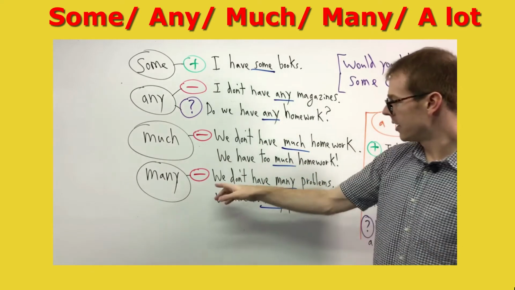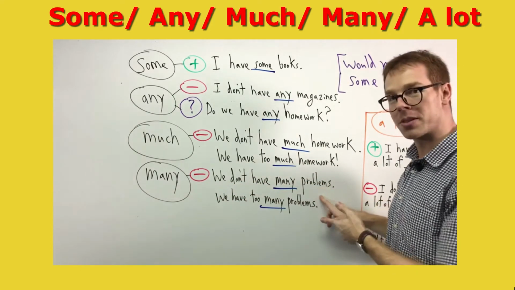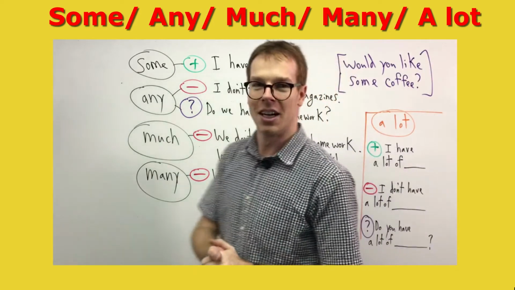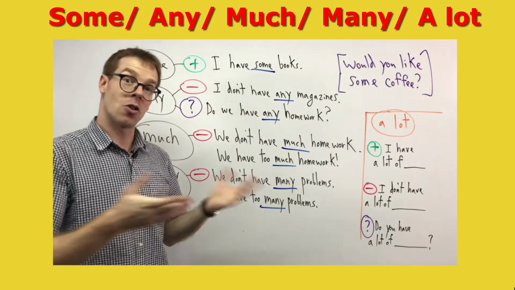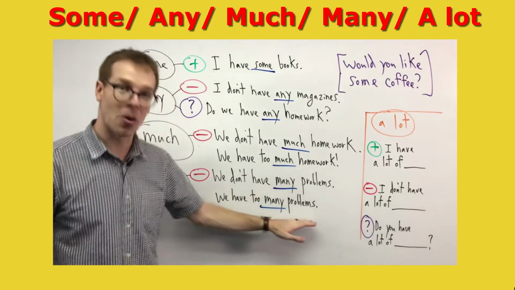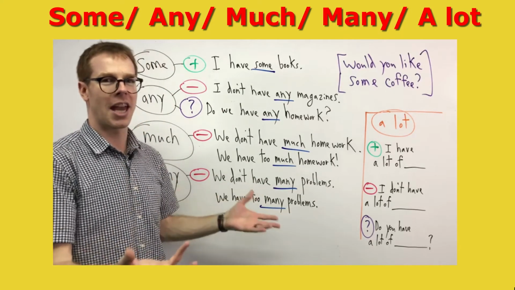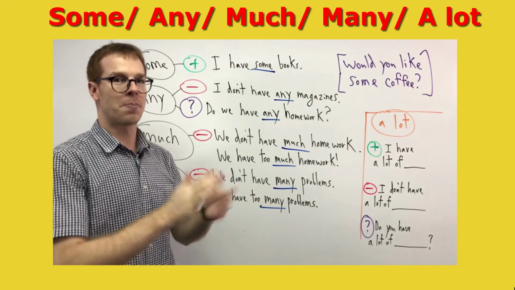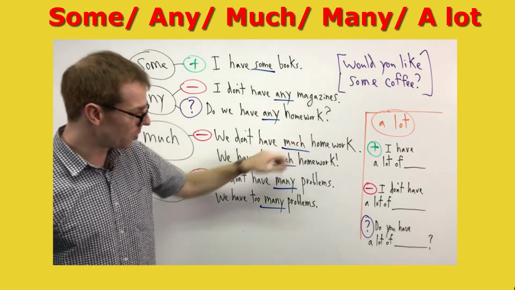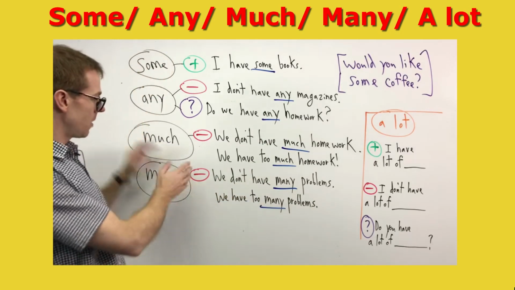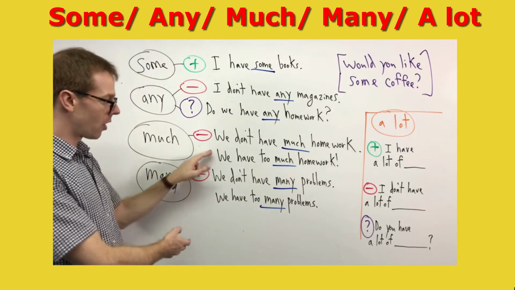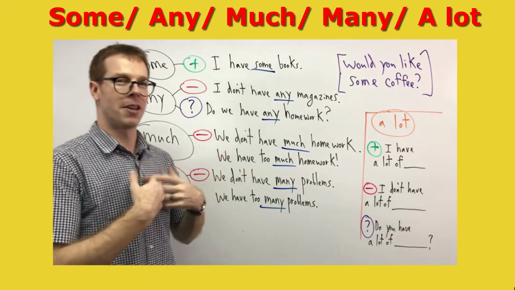For many, we don't have many problems. I hope this is you in your life. I don't have too many problems. Maybe you're the opposite though. You say, we have too many problems, more than I think is okay. Too many problems. We have too much food. There are too many people on the MRT. Usually for these 2, we have the negative or the negative feeling for the amount.